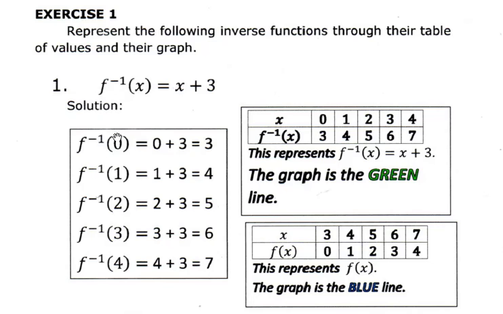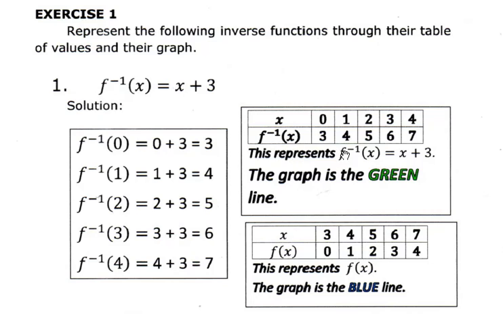Now, let's get started with f inverse of 0. So we have to substitute x equals 0. So that's 0 plus 3, that's 3. F inverse of 1, that is 1 plus 3 is 4. F inverse of 2 is 2 plus 3 equals 5, and so on up to f inverse of 4 is equal to 4 plus 3 is 7. So this is now the table of values for f inverse of x equals x plus 3.